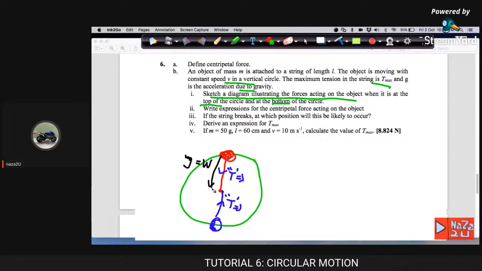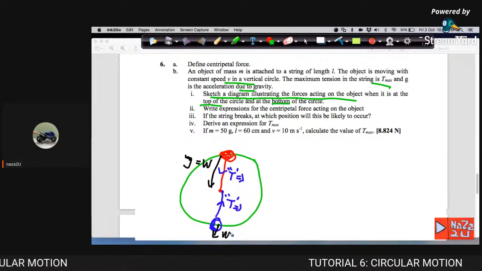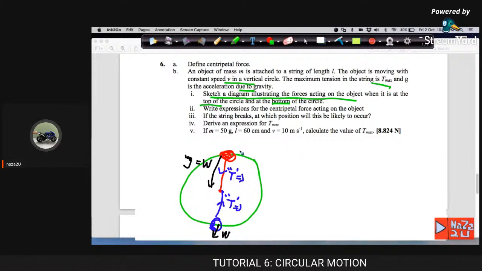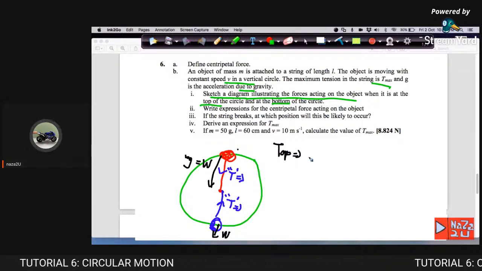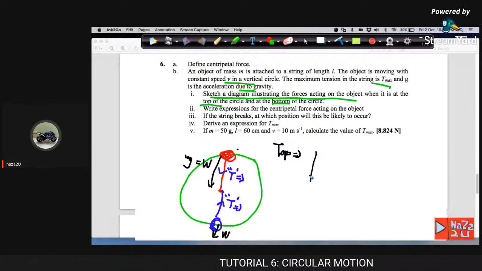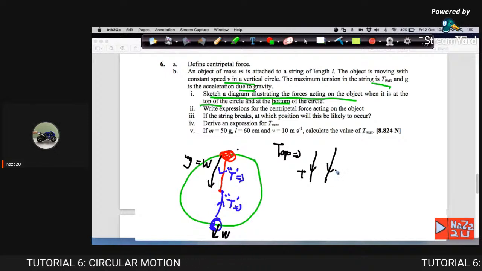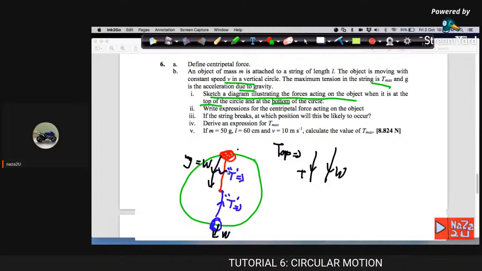And at the bottom, W is a direction to the downward, right? So meaning here at the top, the direction of the tension is downward. The direction of the weight force is also downward. That's why this is weight force and this is tension, right?